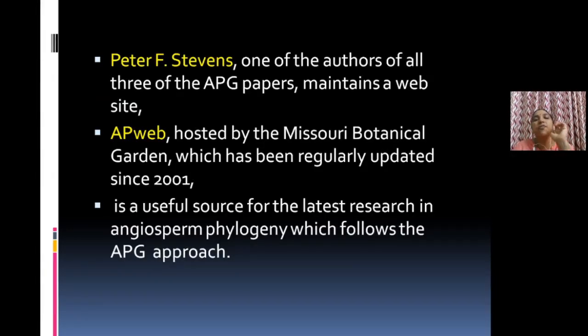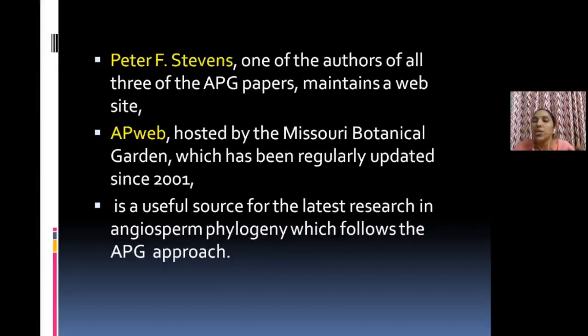So, Peter F. Stevens, one of the authors of the APG system, has given a website, and it is updated after every revision of the APG system. You can watch the website through Google. When you just type APG system website by Peter F. Stevens, you will get a clear-cut idea regarding the revisions done by the Angiosperm Phylogeny Group.